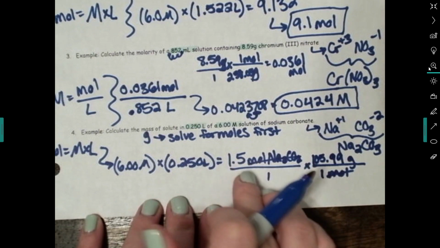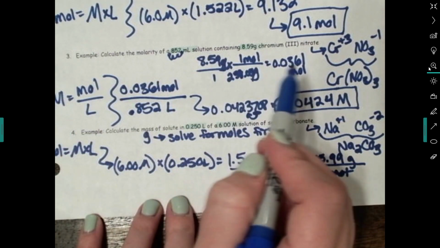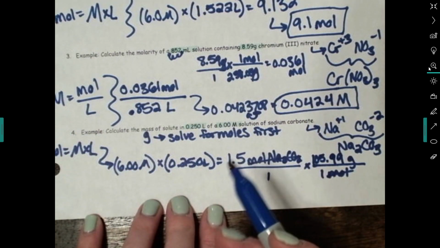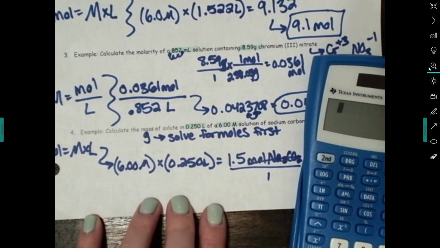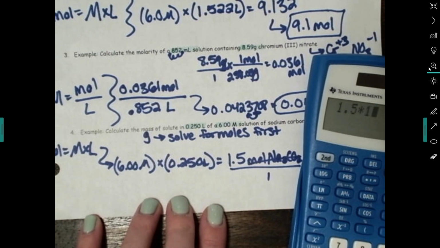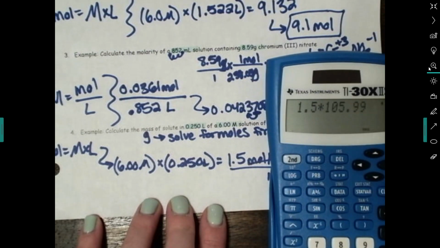Notice it's the opposite of this problem. In this problem we were given grams and had to convert to moles. In this problem, from our moles, we had to convert to grams. That's why we're multiplying instead of dividing. So we're going 1.5 times 105.99, and we get this big number here.